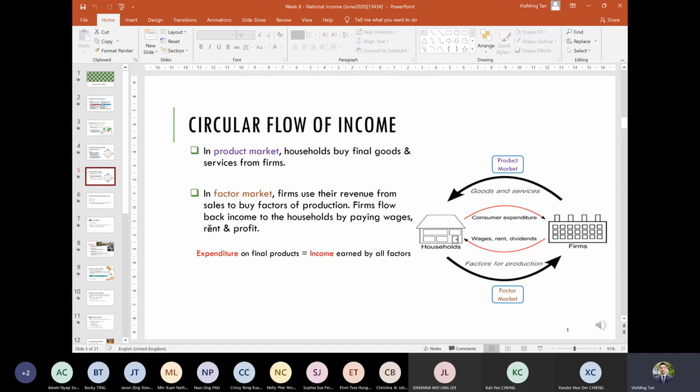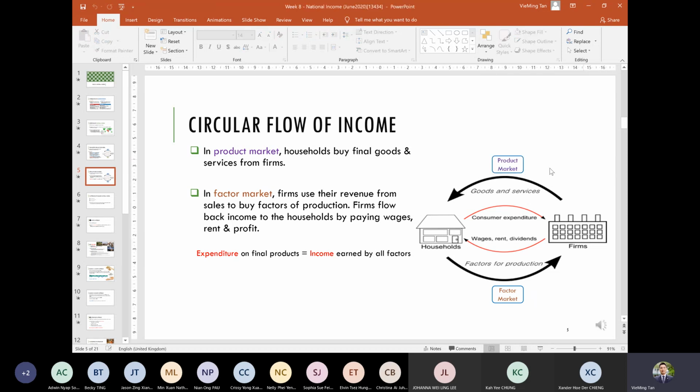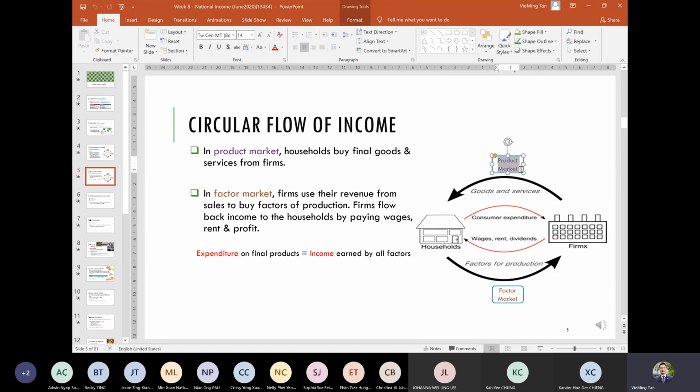In fact there are two markets. One is the product market, and the other is the factors of production market. In the factor market, the firms will buy factors of production from the household. I think I better start with the product market.